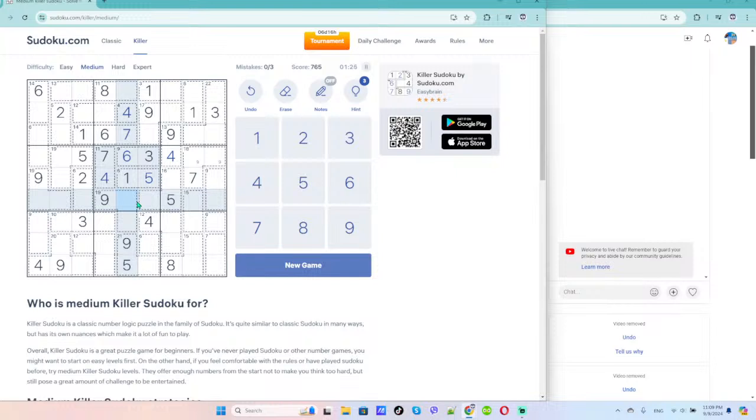Wait, what did I say? 8 and 2. Another pair of numbers. But if I place a 2 here, I must place here number 7, which is not the right answer because I already have a 7 here. So I think that a 2 should be placed here.